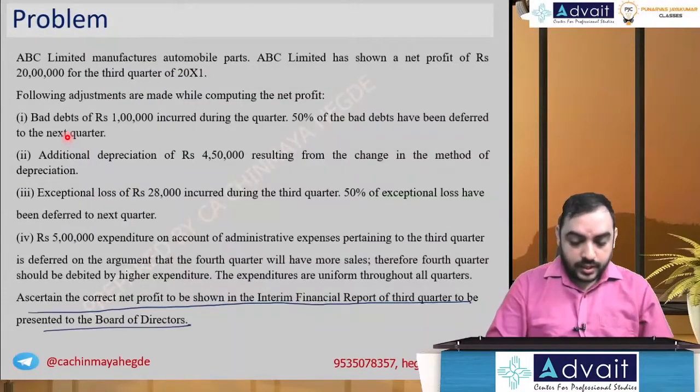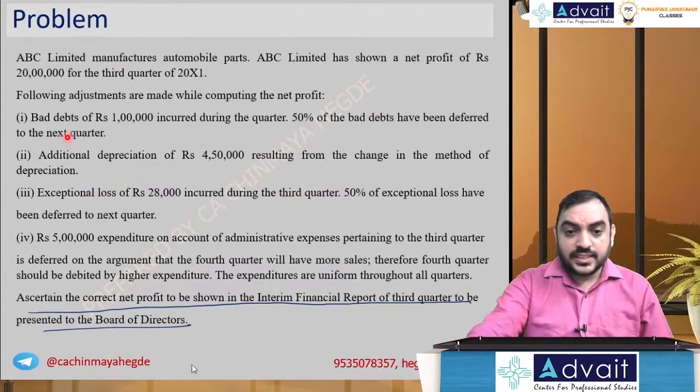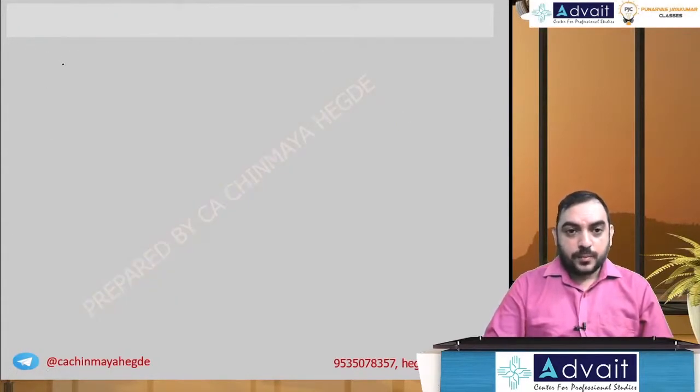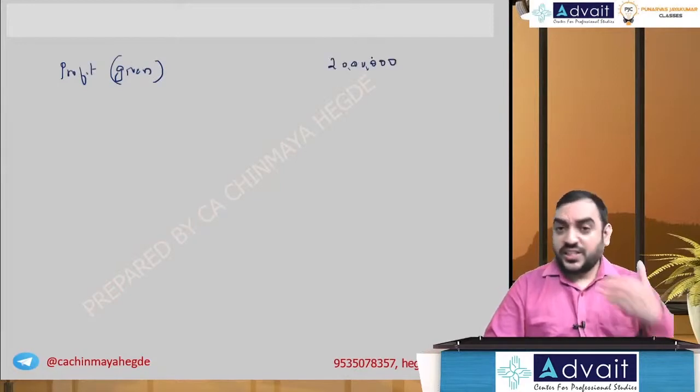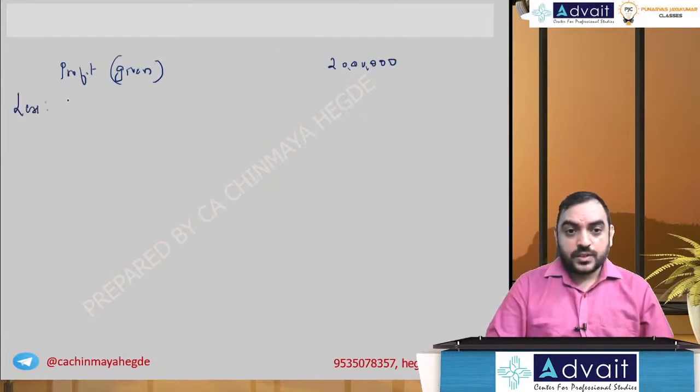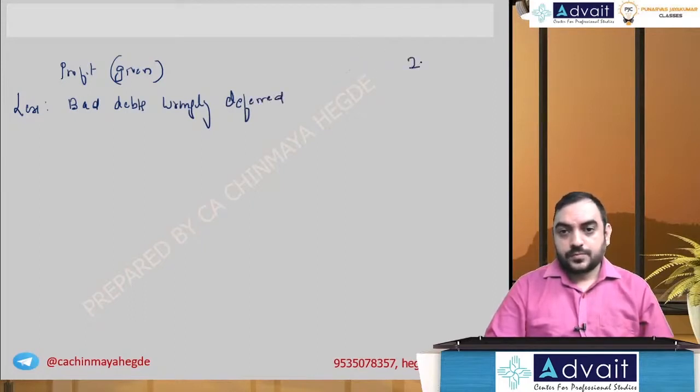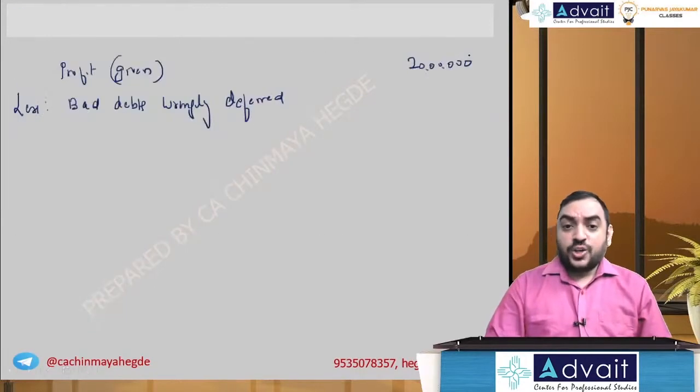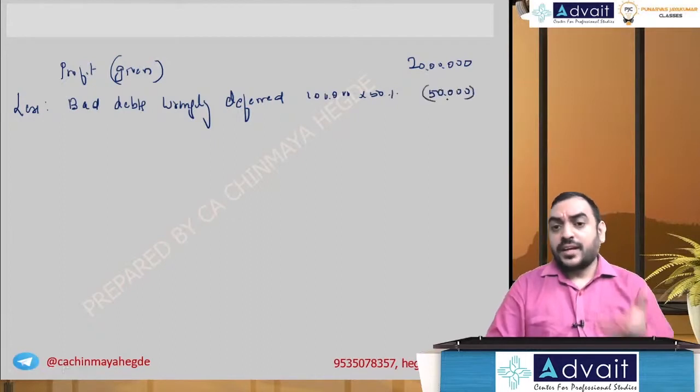Okay, let's write it. Sentence is there, but the computation, let me do it. They have given a profit of 20 lakh. Profit given, 20 lakh. Then we'll do adjustments. One of them is this: less bad debts wrongly deferred, 1 lakh into 50%, 50,000. Within brackets, we are subtracting.